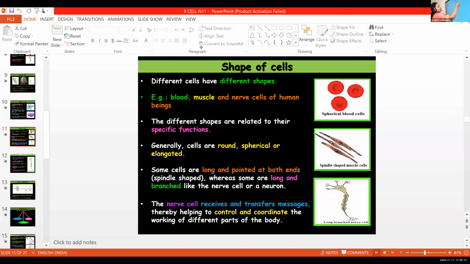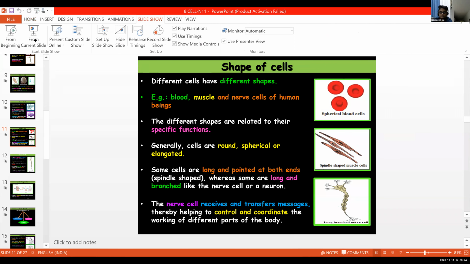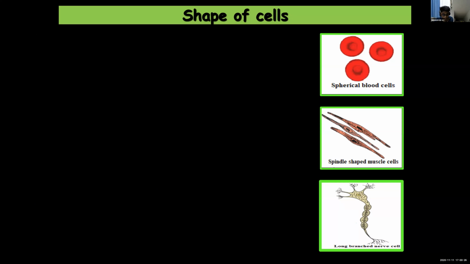Some are joining even now. And this we have discussed. Shape of cells. Different cells have different shapes. This one we have discussed. Quickly we'll go through that.